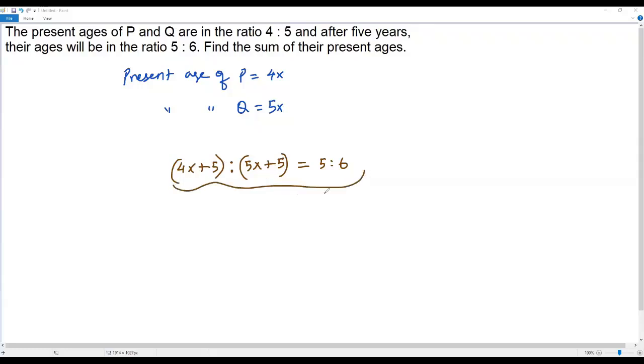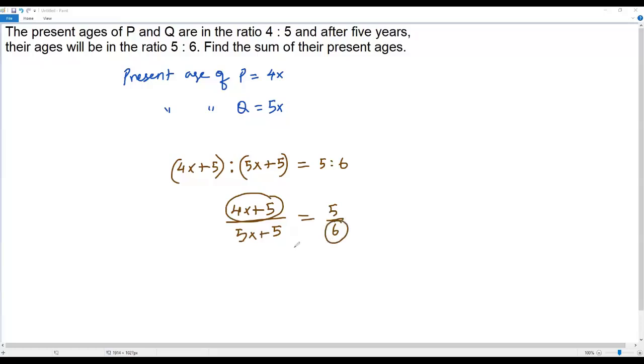So how do we solve for x in this one? To solve for x, it is better to write each ratio as a fraction. If I write the ratio on the left side as a fraction, I get (4x + 5) over (5x + 5). On the right side, I get 5 over 6. Now to solve for x, we can do cross multiplication. That is, the numerator on the left side is multiplied by the denominator on the right side, and the numerator on the right side is multiplied by the denominator on the left side. This is called cross multiplication. So I get 6 times (4x + 5) equals 5 times (5x + 5).